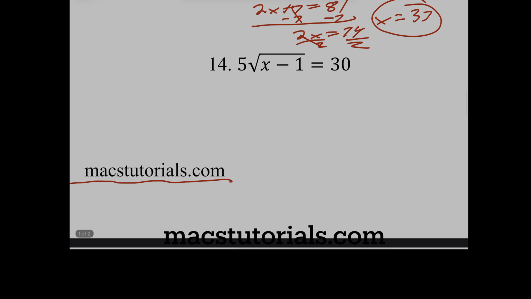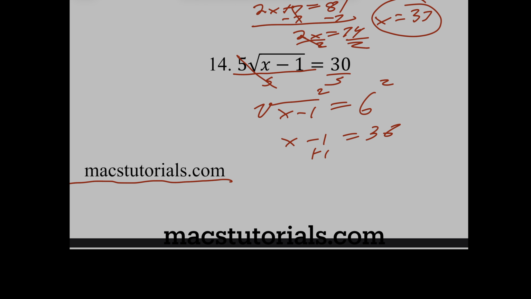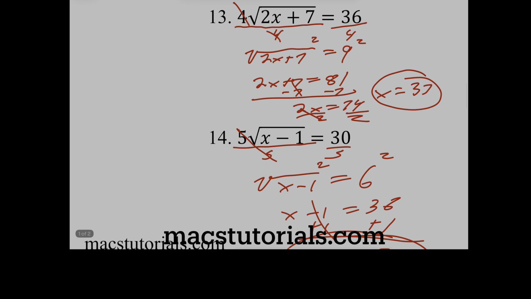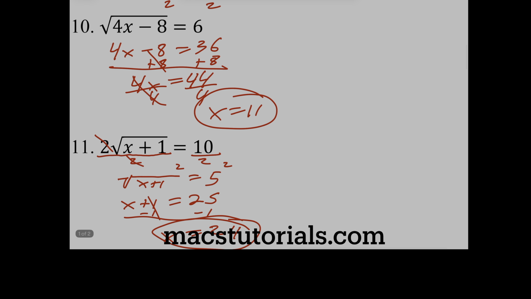Okay, and the last one, I need to get rid of that 5, so I'm going to divide by 5, and I'm going to get square root of x minus 1 equals 6. Now I do the squaring because the square root's by itself, and I get x minus 1 equals 36. I'm going to add the 1 to both sides. Boom, die. x equals 37. Done. Okay, and that, my friends, is how it's done.